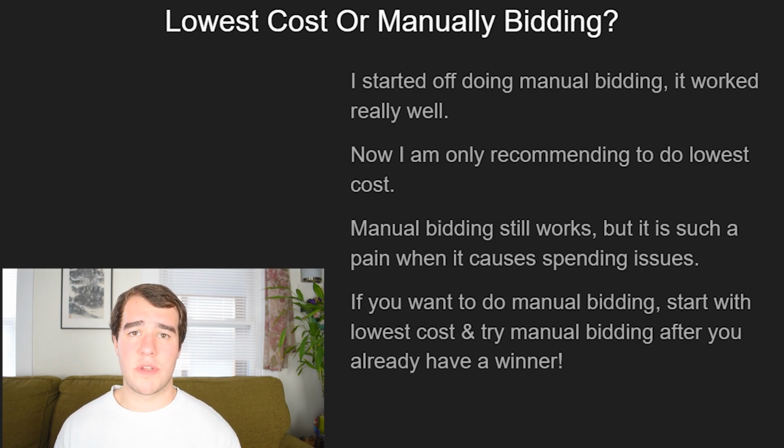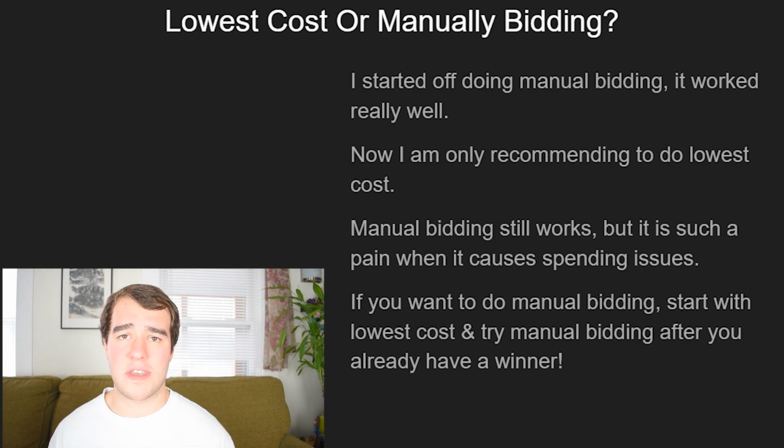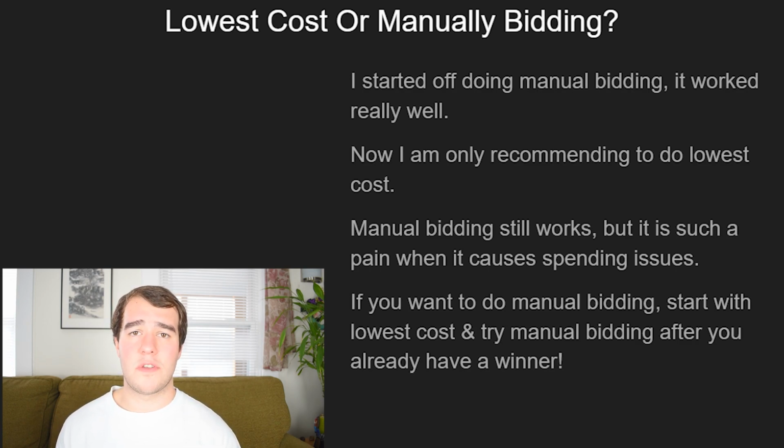Manual bidding still works really well, and it's still really a great opportunity for you to go out and chase. The only thing that I would say is find a winner first. Test with lowest cost, find a winner, and then once you have a winner, then you can go out and make some manual bid campaigns because you know what to expect. And if it doesn't spend or it doesn't work, it doesn't really matter because you already have a winning campaign that does work. So at that point, it's just testing, and it does work really, really well, and it is definitely worth testing. So yeah, easy answer to this question. Just do lowest cost when you're testing, and if you want to test manual bidding, do it after you find a winner.